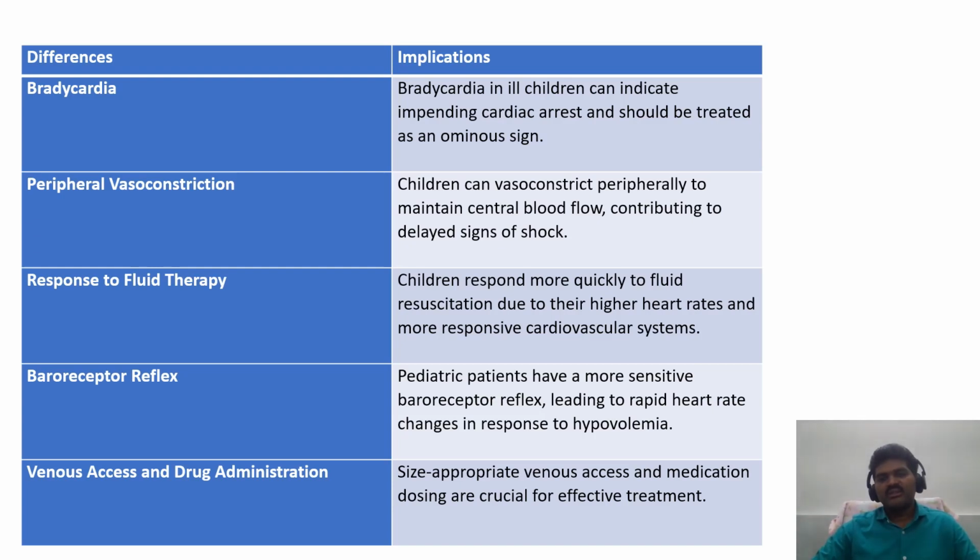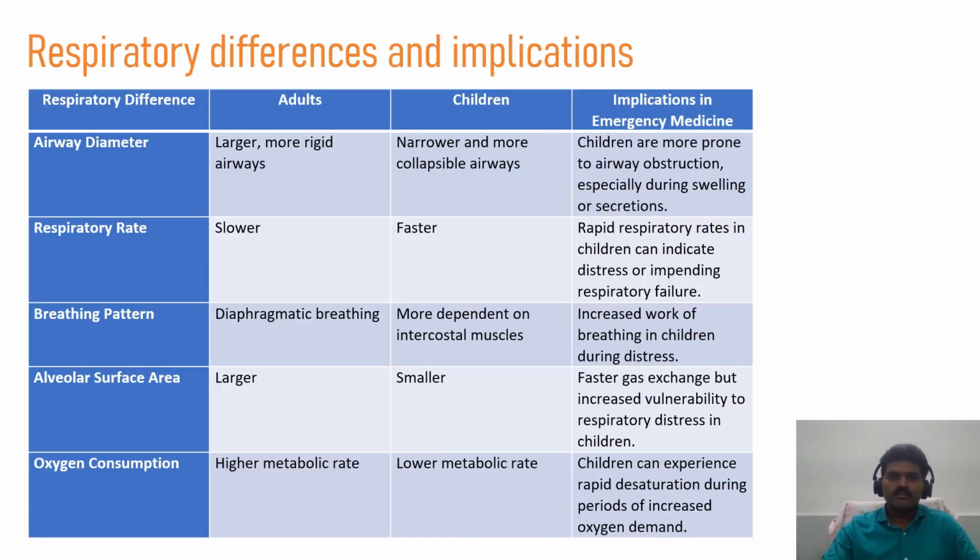Lung reserves are smaller in children, who have limited ability to compensate during respiratory distress. Diaphragmatic fatigue is more likely in children during severe respiratory distress. Pharyngeal tissue is more collapsible, increasing the risk of airway obstruction during sedation or loss of muscle tone. Minute ventilation is higher; children require higher minute ventilation per kilogram body weight. Clear signs of distress in children aid in early recognition of respiratory compromise. Usual signs of respiratory compromise include grunting and retractions, subcostal and intercostal retractions.